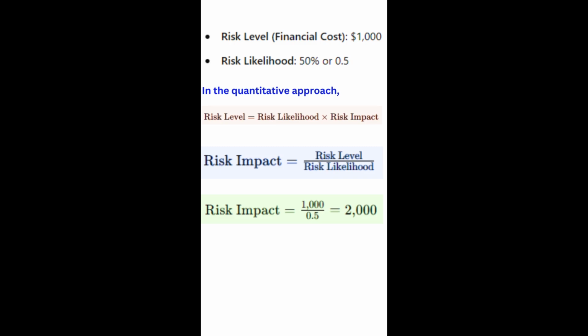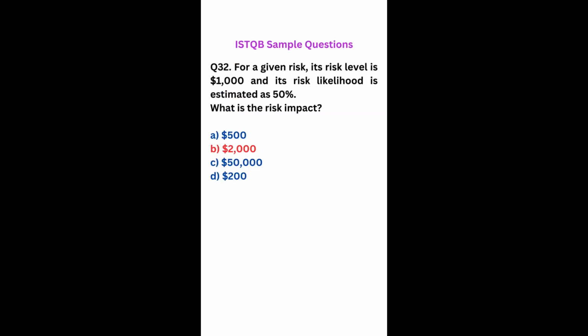In the quantitative approach, the risk level is calculated as the multiplication of risk likelihood and risk impact. Then, risk impact equals risk level divided by risk likelihood. So, the risk impact equals $1,000 divided by 0.5 equals $2,000. Thus, here the risk impact calculated is $2,000 and it indicates that if the risk event occurs, it would result in a financial impact of $2,000.